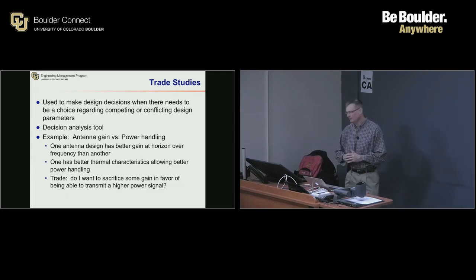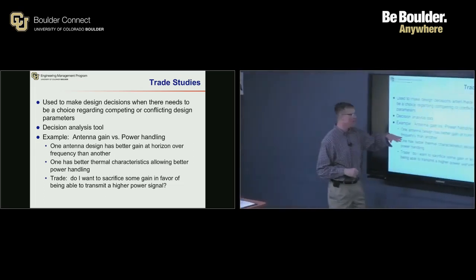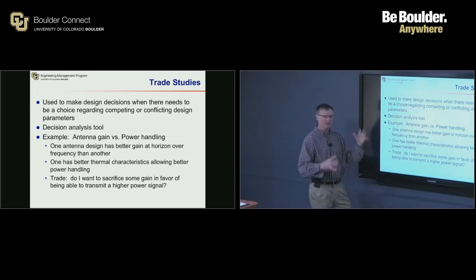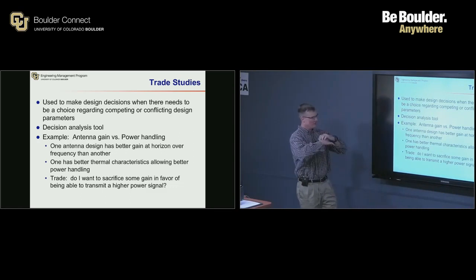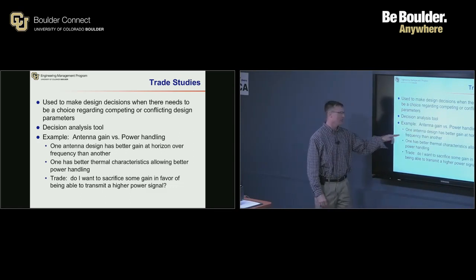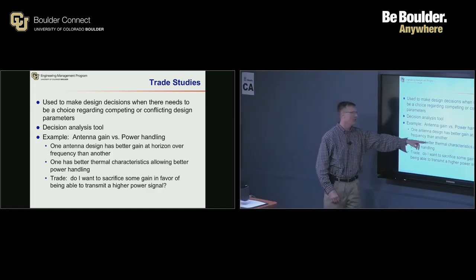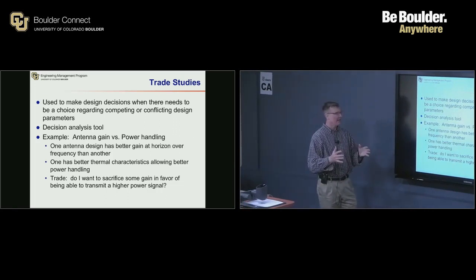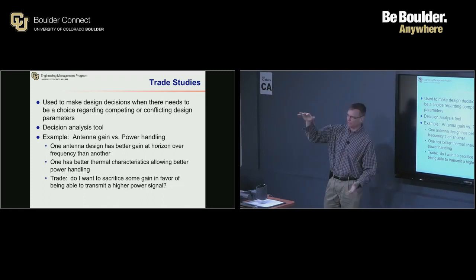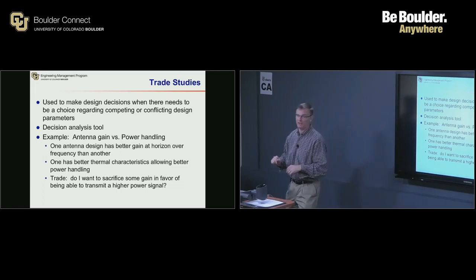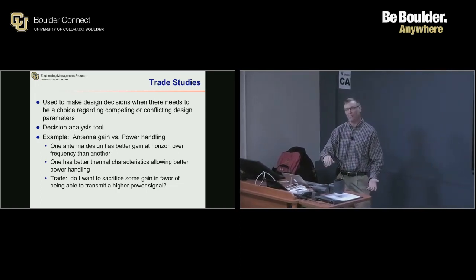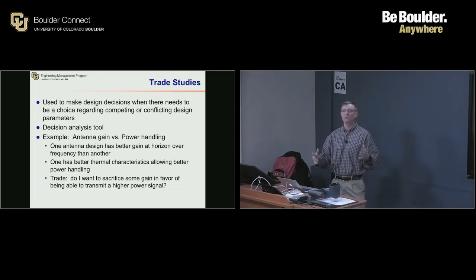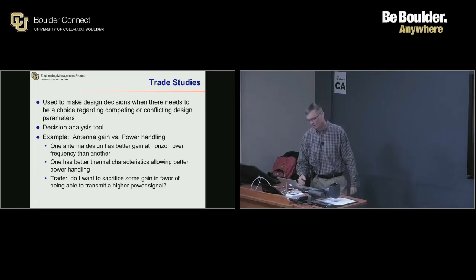If you are designing an antenna, you kind of have the choice in the engineering world to have really good gain or really good power handling, but you can never have both of those at the same time baked into the same cake. So if one design approach has better gain performance than another, that would be a trade study. If one has better thermal characteristics, meaning it can handle getting hot, then it's going to have better power handling. So can I sacrifice some gain in favor of power handling, or is the customer maybe not that interested in power handling? I don't need to transmit a really powerful signal, but I want to make sure it gets as far as possible. So maybe I come down with my power and go up on my gain. Those would be two potential things that you could trade against each other in an engineering environment, right?